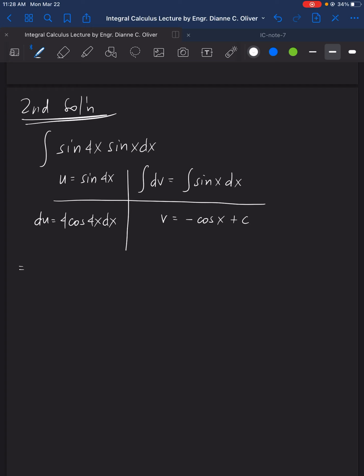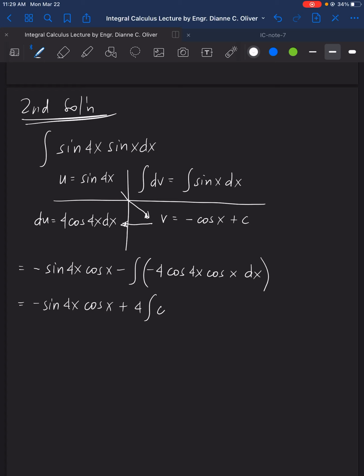Then from the pattern, we have here u multiplied with v. So we have negative sine. Again, if we have the first one as the one having the angle 4x, then we'll put here sine 4x, negative sine 4x cosine x, minus integral parenthesis of v du. That is negative 4 cosine 4x cosine x dx. So that is equal to negative sine 4x cosine x plus 4 integral of cosine 4x cosine x dx.